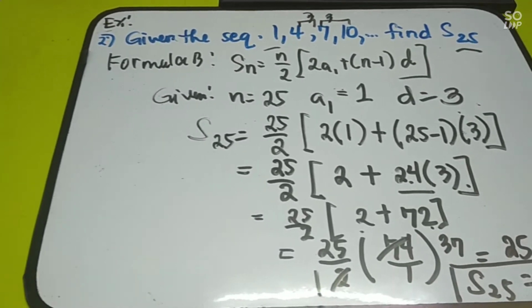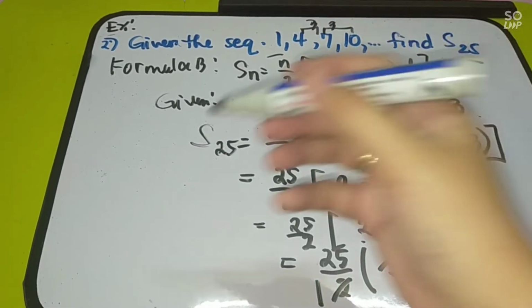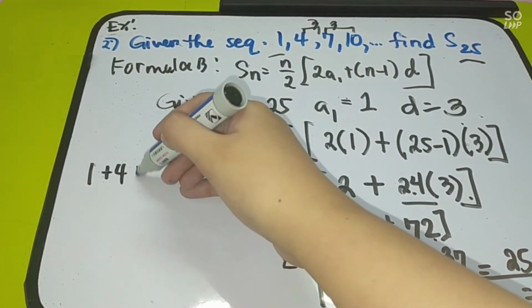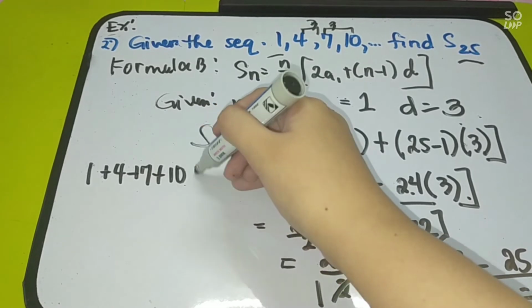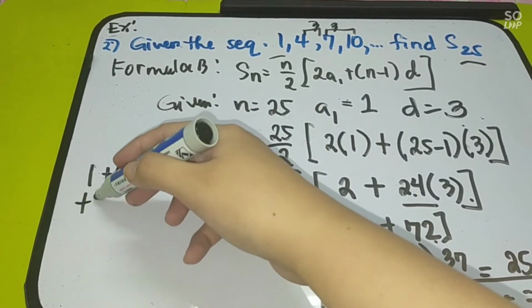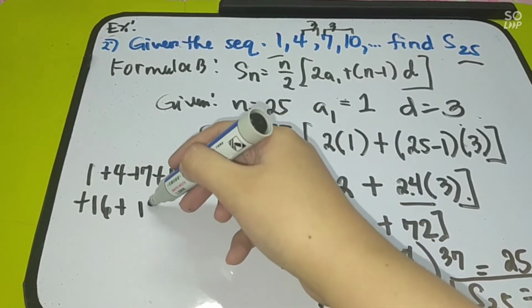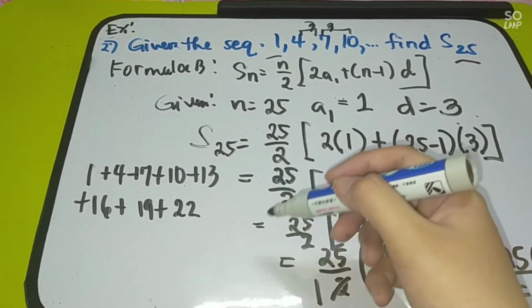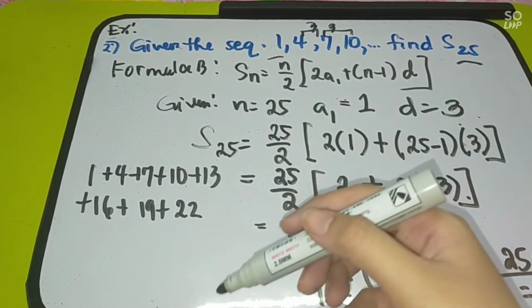Pwede ka rin magmano-mano dyan. So, paano ka magmamano-mano? So, kuhanin mo hanggang 25 terms. So, 1 plus 4 plus 7 plus 10 plus 13 plus 16 plus 19 plus 22 plus 3 lang ka ng plus 3 hanggang makaabot ka sa pinaka 25th term.